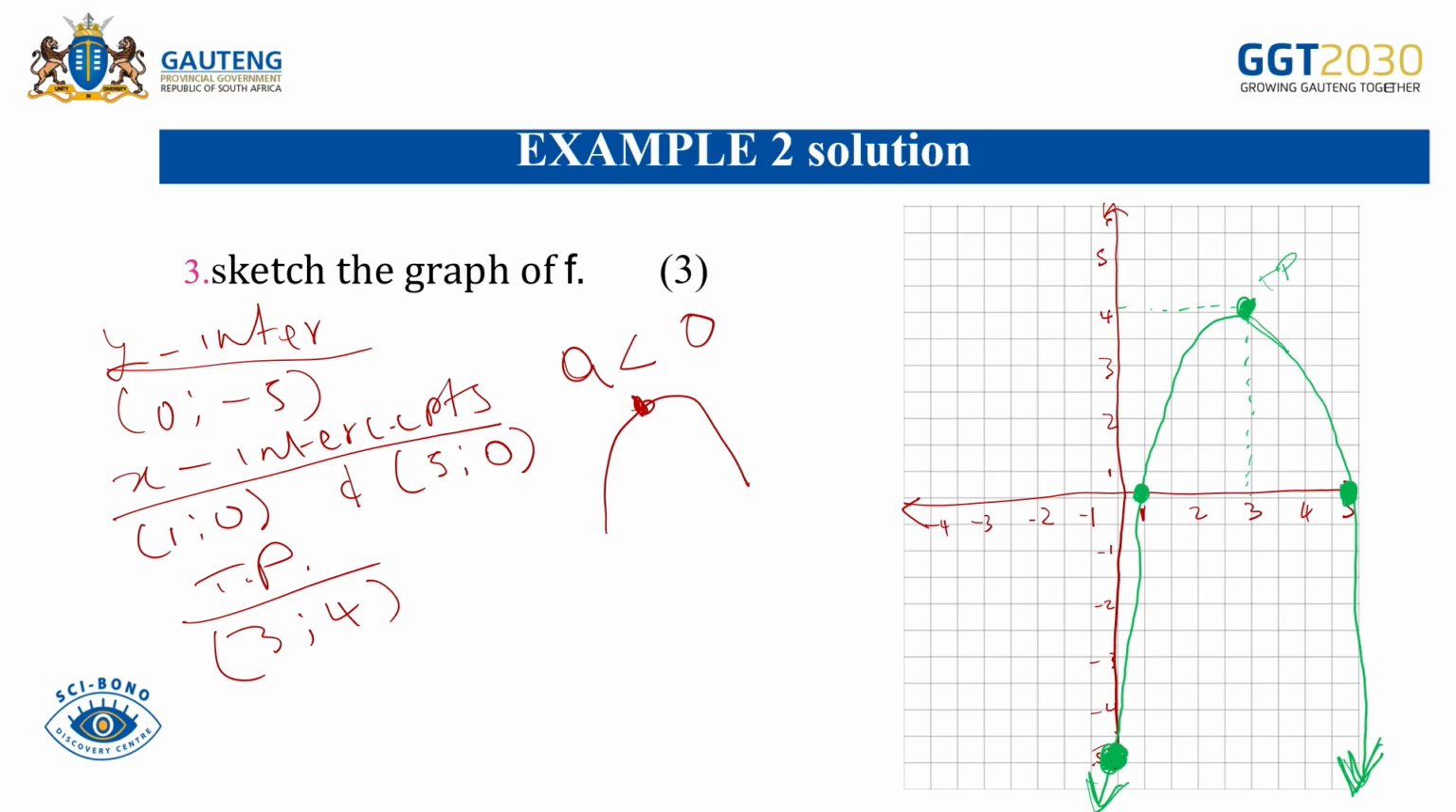And that's your 3 marks. So you do get a mark for the shape of the graph. You do get a mark for your turning point, and you do get a mark for the intercept with the graph. So for sketching your intercept correctly, you do get a mark, and that's your full 3 marks.